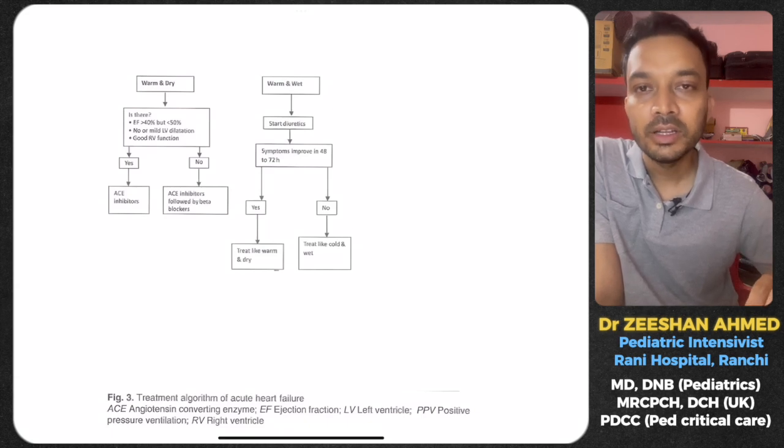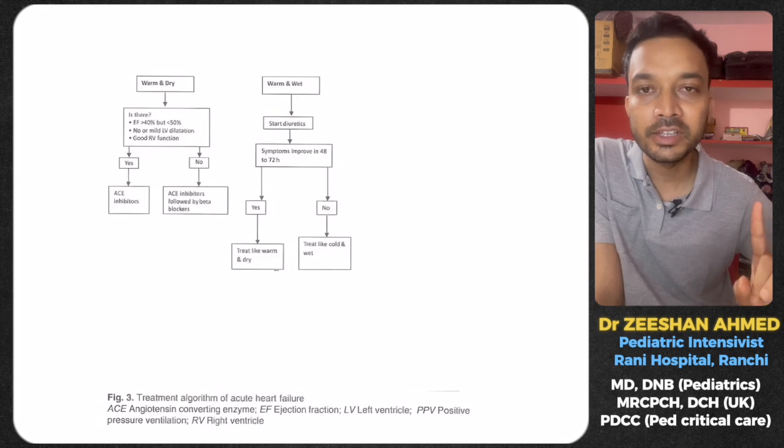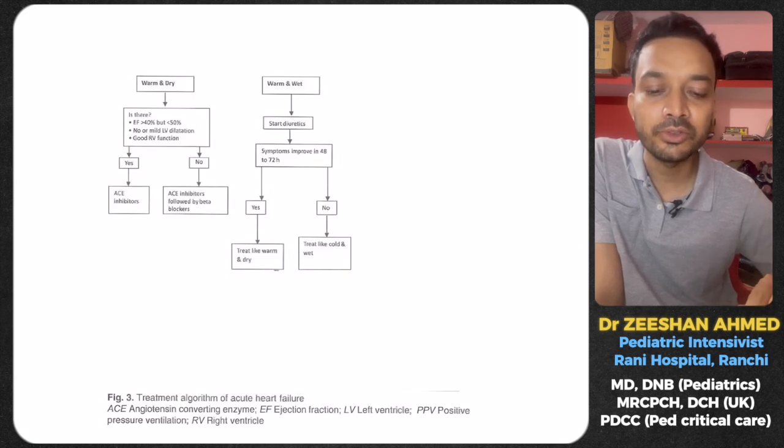Coming to warm and wet. In case of warm and wet, we'll start with diuretics, and if the condition improves in 48 to 72 hours, then we'll again treat as warm and dry. But if it does not improve in 48 to 72 hours, we will treat it as cold and wet.